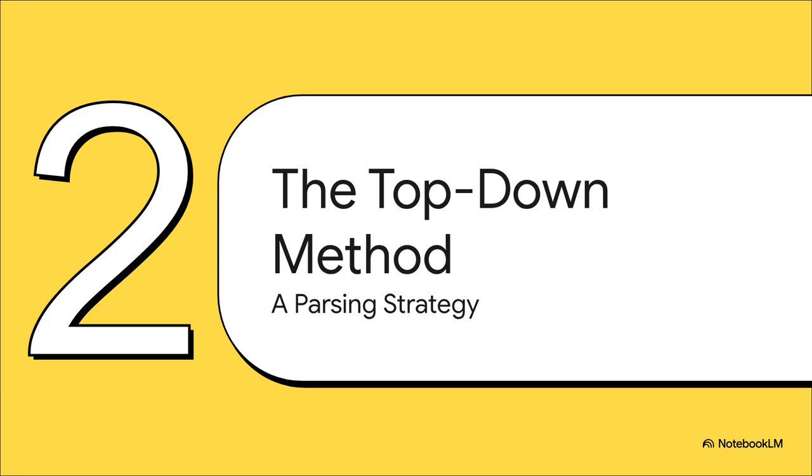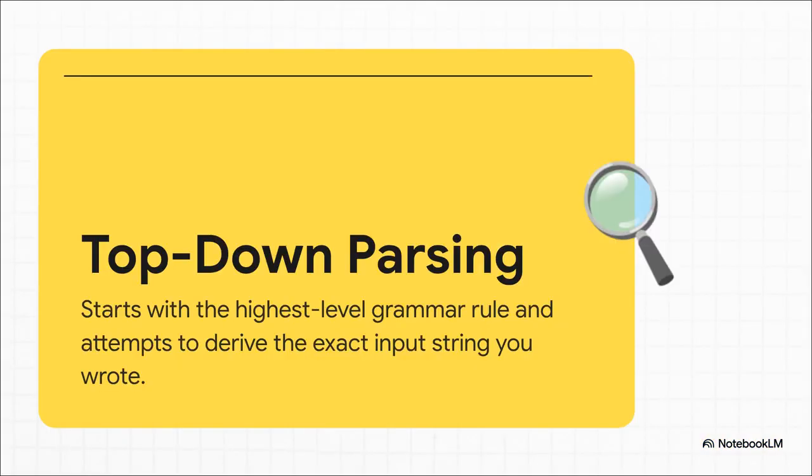So what's the game plan? How does this parser actually go about understanding our code? Well, it uses a very specific strategy, and that strategy is called top-down parsing. The best way to think about it is this. It starts with the biggest, most general idea, like, say, I'm looking for an expression. And then it tries to break that big idea down into smaller and smaller pieces, hoping to perfectly match the code you actually wrote. It's all about going from the big picture goal down to the nitty-gritty details.